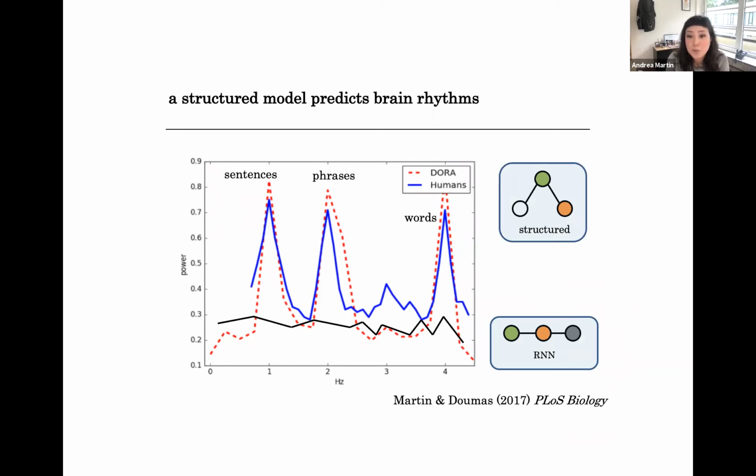And so both models performed to the same criterion in predicting the next word, which is a standard performance metric, as you know. But the RNN didn't produce functional structures or oscillations in order to achieve that benchmark, but Dora did. So they both performed equally well at predicting the next word, but Dora achieved that in a very different way, in a way that looks more like the MEG data that was observed from humans. So this suggests that brain rhythms could reflect the building of words, the binding of words, and the building of phrase structures over time.